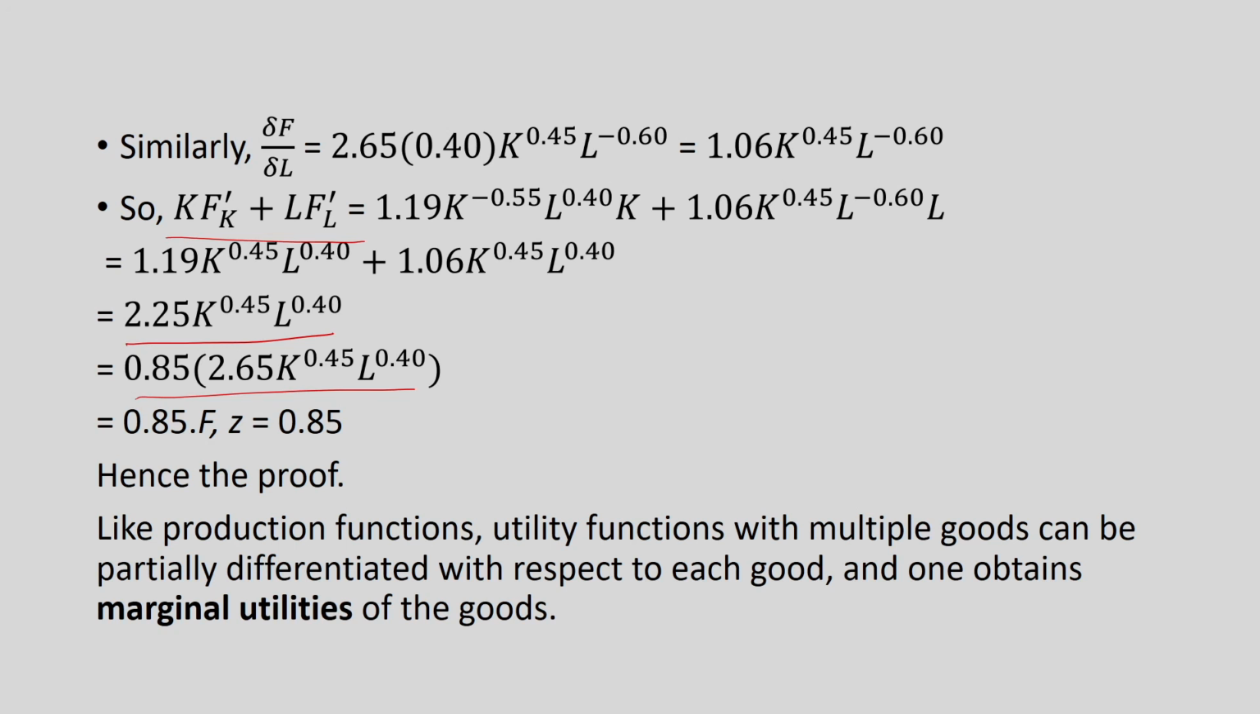Like production functions, utility functions with multiple goods can be partially differentiated with respect to each good, and one obtains what are known as marginal utilities of goods. So, suppose u is equal to A, a constant, x to the power alpha, y to the power beta, where x and y are the quantities of the goods the consumer is consuming, then you can find out del u del x, del u del y. These will be marginal utilities.